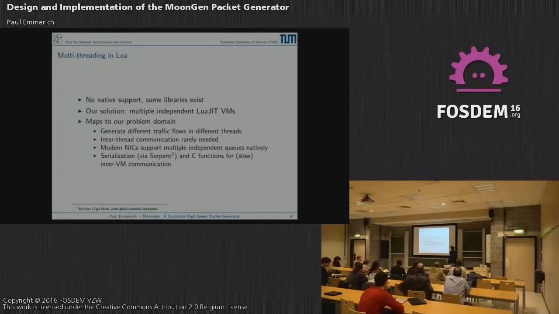We just start multiple independent LuaJIT virtual machines. So basically multiple Lua states, and each one gets pinned to a separate thread and a separate CPU core, and then you have multi-threading. Of course, the obvious disadvantage is you now have no shared state between the Lua farms. But it turns out that for our use case, we don't actually need shared state.